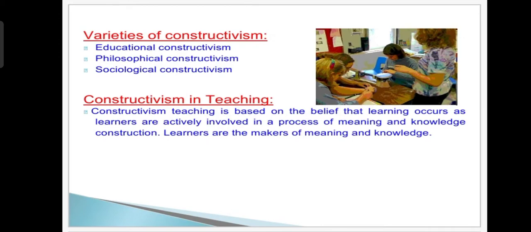Next, there are three varieties of constructivism. First is educational constructivism. Educational constructivism is based on the idea that people actively construct or make their own knowledge.